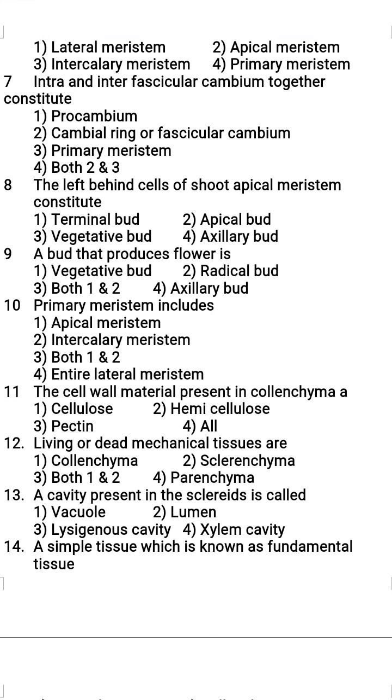So this part we had a discussion in our regular offline class. So remember, this is a most important concept, KCET and NEET oriented. A cavity present in the sclereids is called lumen. Then let's move to 14th question, students.